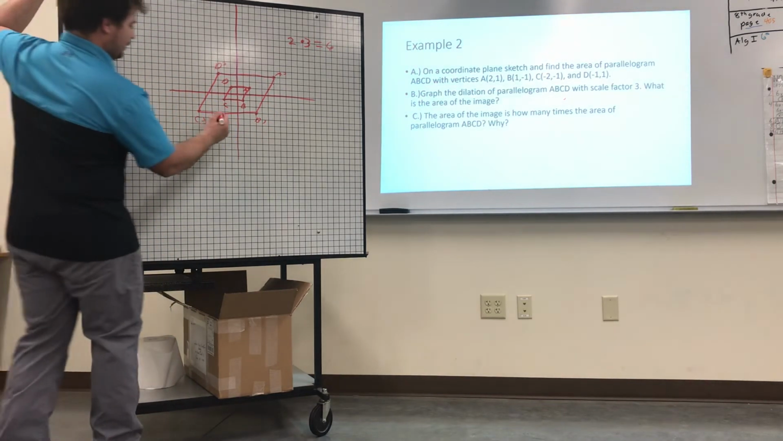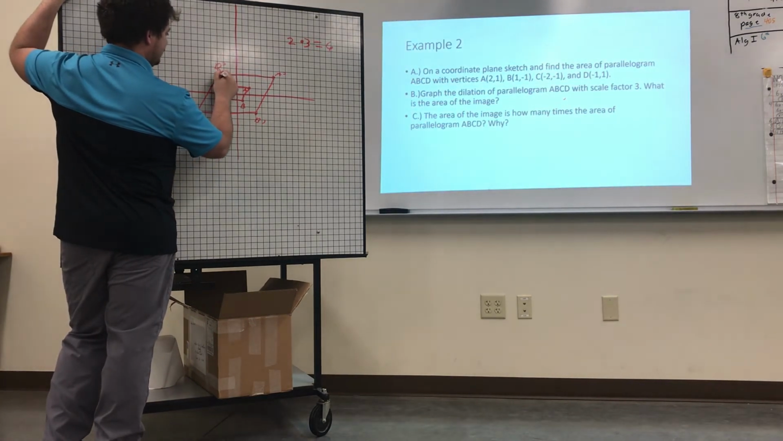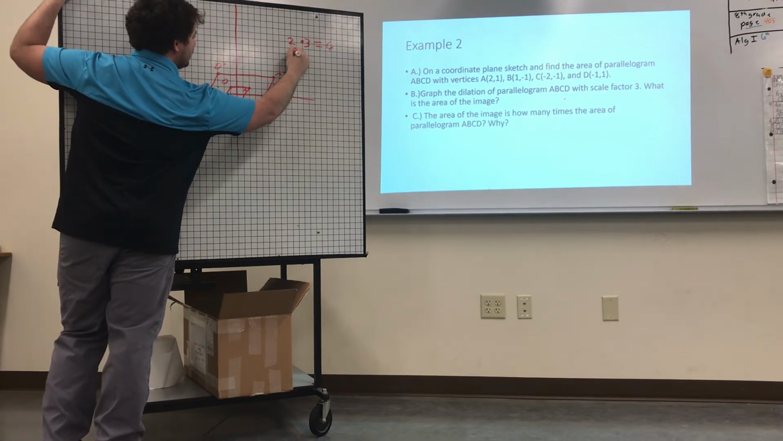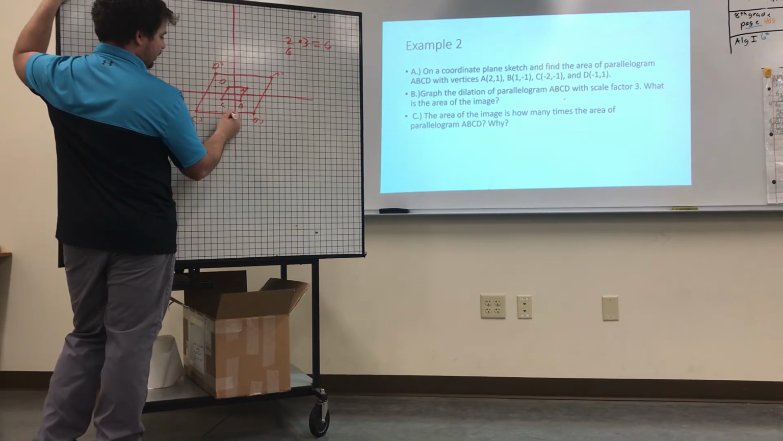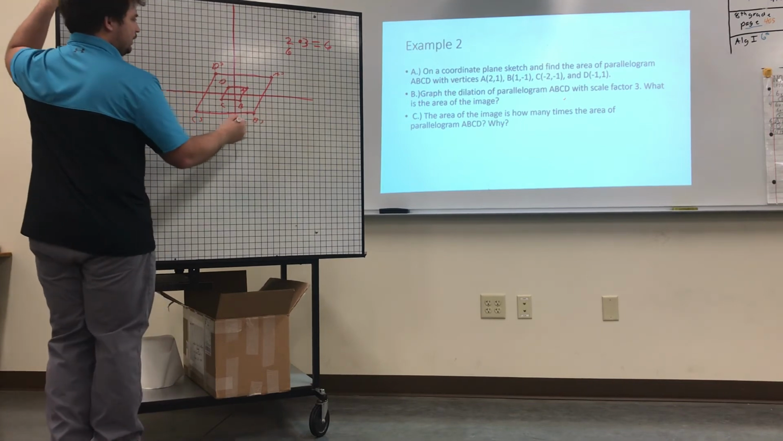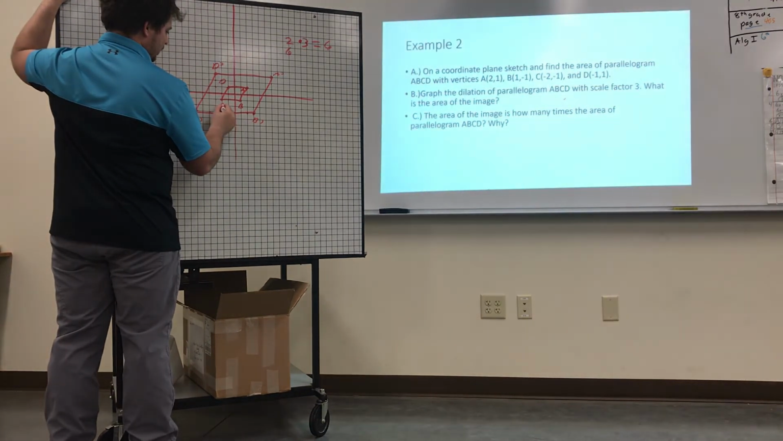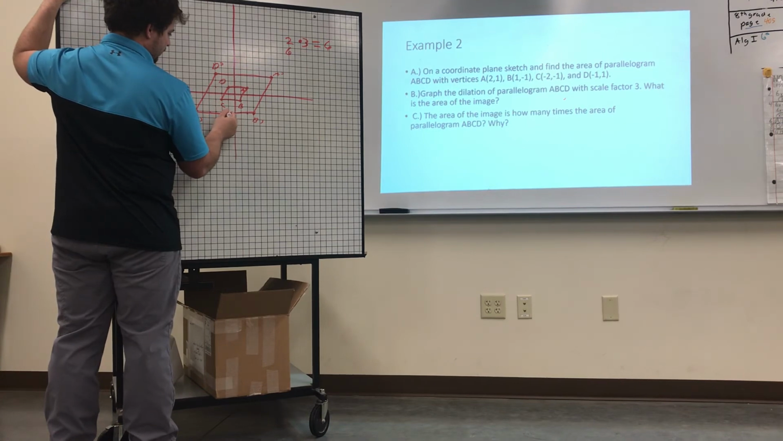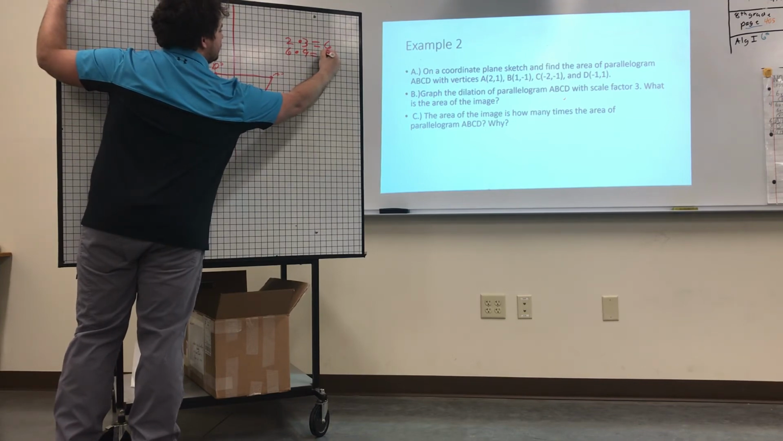Okay, now let's count this. 1, 2, 3, 4, 5, 6 is going to be my height. Okay, my length is going to be 1, 2, 3, 4, 5, 6, 7, 8, 9. Alright, but we get 54.